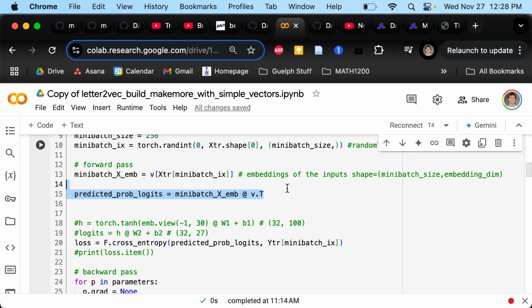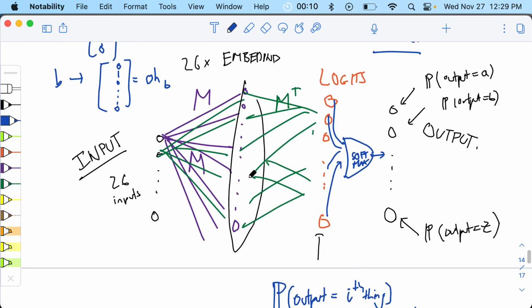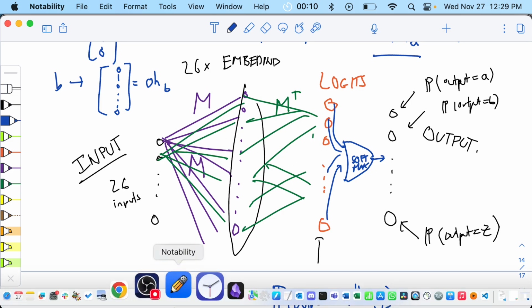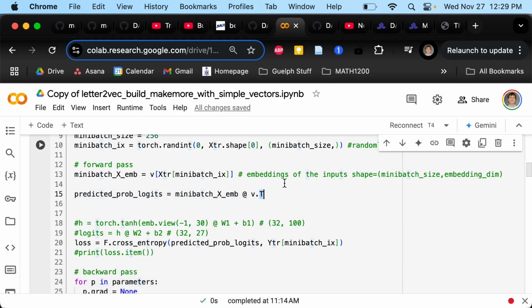This at symbol is matrix multiplication. So to figure out the logits of the output, take the embeddings of the input X, of the examples you're working with, and matrix multiply it with the vector output. This is the one-line, simple matrix multiplication version of this little picture that I set over here: the inputs are some embedding, and then the output you multiply by M transpose. That takes you to the next thing. So there's no nonlinearity, nothing fancy here. Just matrix multiplication, it's essentially M times M transpose. And that's what's going on here. M is called V, and that line is doing the predicted probability logits.